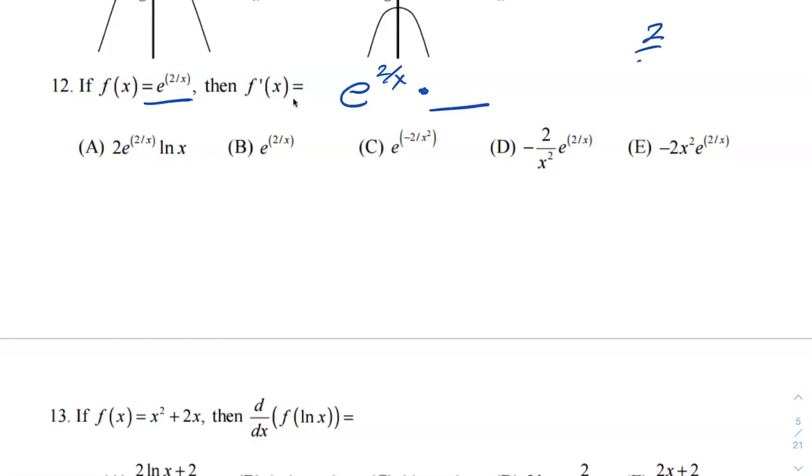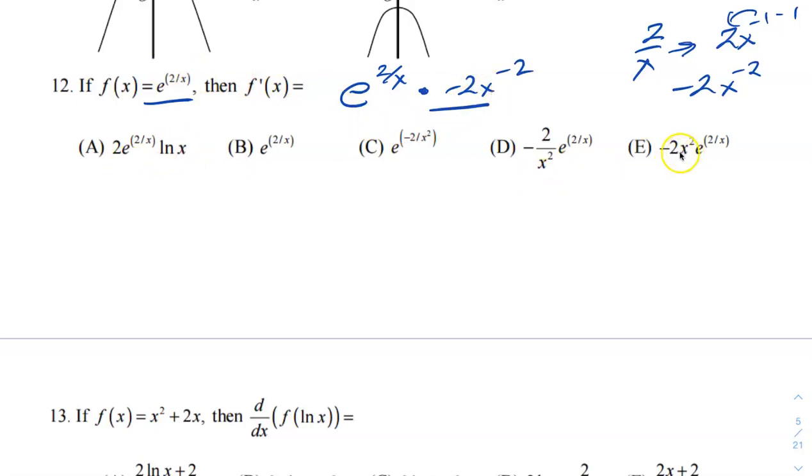I have 2 over x. What's the derivative of that? Well, I can't take a derivative that way. I got to rewrite it. So 2x to the negative 1. So to take a derivative of that means bring it down, subtract 1 off. I get negative 2 times x to the negative 2. So I get that, which answers that.